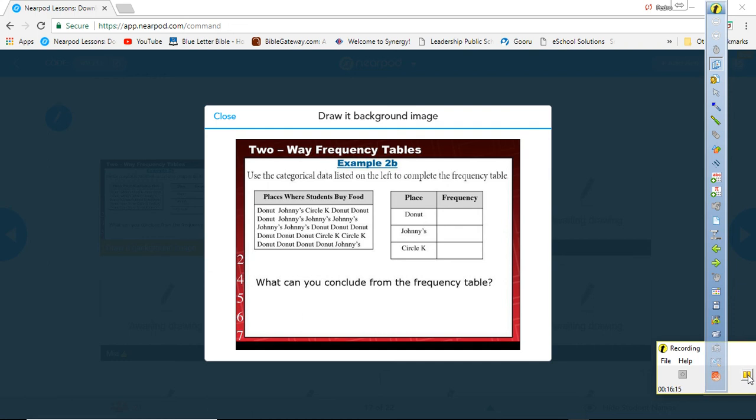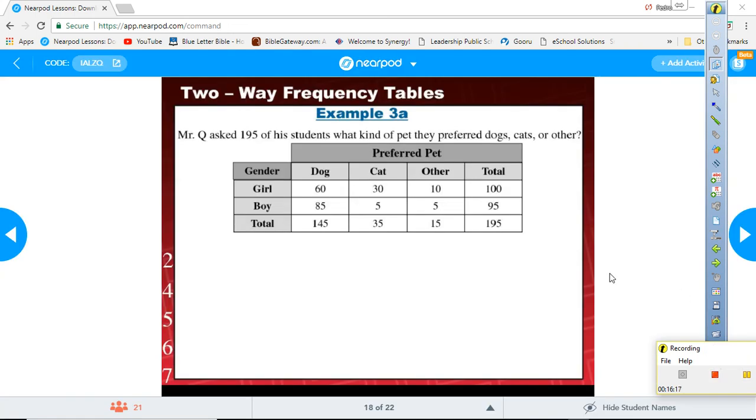Hurry up. All right, now that we're done with one-way frequency tables, let's move on to two-way frequency tables. So look at this one. Two-way frequency tables. It says, Mr. Q asked 195 of his students what kind of pet they prefer: dogs, cats, or other. But look at the categories. I broke it down by gender, which is boy, girl, and total, and broke it down by different pets: dog, cat, other, and total.